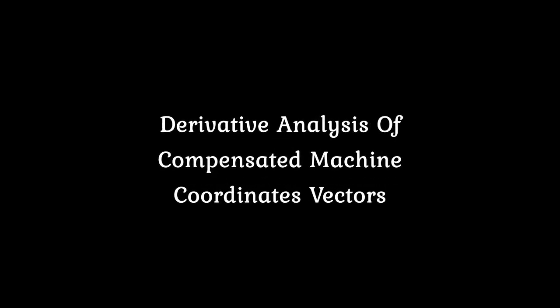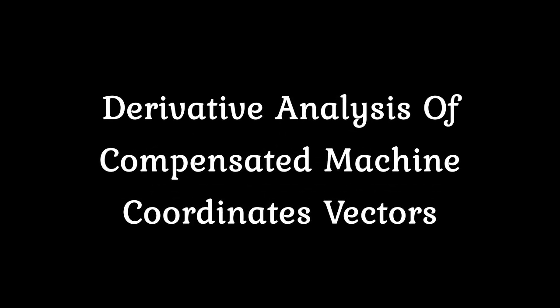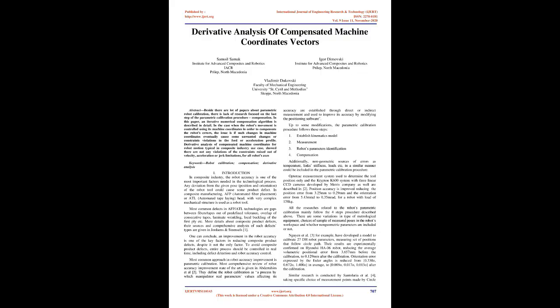Derivative analysis of compensated machine coordinates vectors. Abstract. Besides there being a lot of papers about parametric robot calibration, there is a lack of research focused on the last step of the parametric calibration procedure, compensation. In this paper, an iterative numerical compensation algorithm is described in detail.